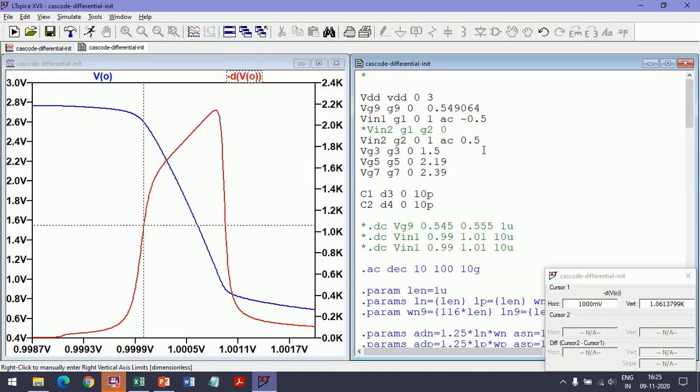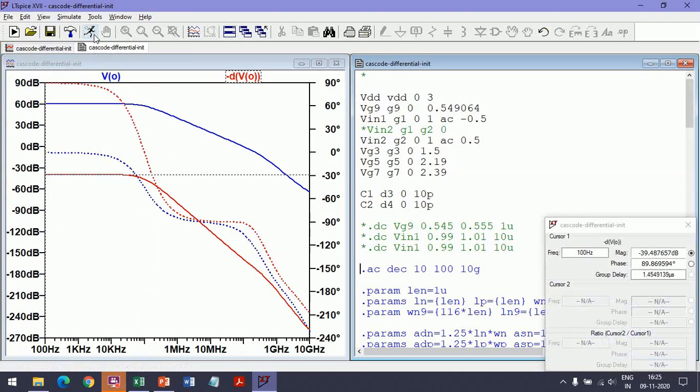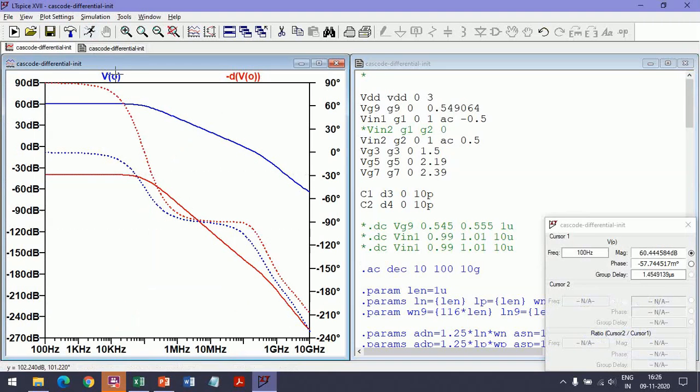If you apply 1 and minus 1, then the differential mode input will be 2, and what we'll see, the output will be twice the voltage gain. Alright, so let us run this. The blue is the output, and the output is giving us 60 dB, which is what we wanted. We wanted the gain to be at least 60 dB, so it is meeting. Our circuit is meeting the differential mode gain criterion, which is good.